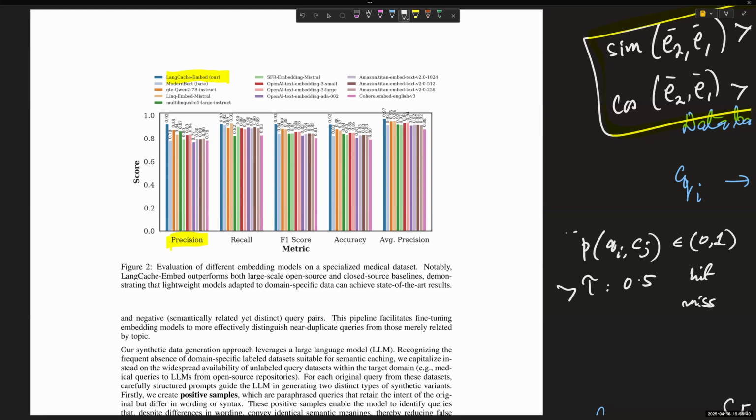Clearly, you can see that their model does outstandingly well. In this case, which particular data set are they looking at? They're looking, I believe, at Cora, but they haven't mentioned it. Evaluation of different embeddings on medical data set. So in this particular case it is the medical data set. As you can see, their precision is pretty high, 92%. Whereas without fine tuning, ModernBERT, you notice that it went from 78% to 92%.